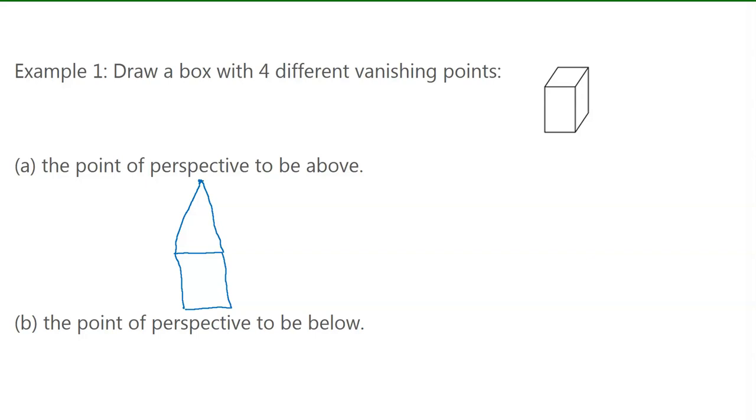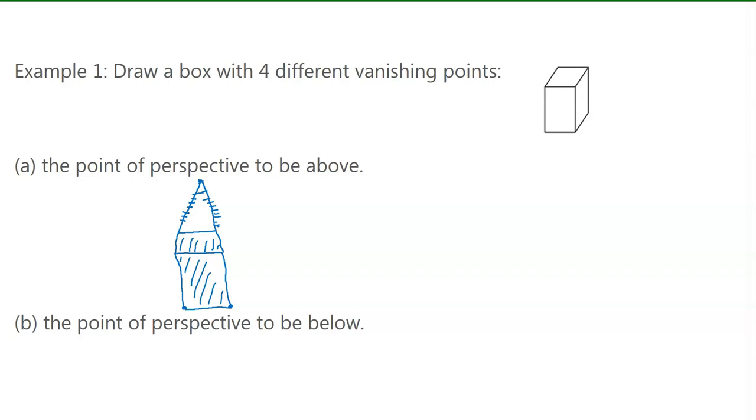Now if I look at this corner here, if I draw the line, it's going to go through the box. So I'm not going to draw that one. And the same with this one over here. Now up top, I'm going to draw a horizontal line to represent the top of the box. So here we have the box where the point of perspective is above. And at this point, an artist would erase these vanishing lines.